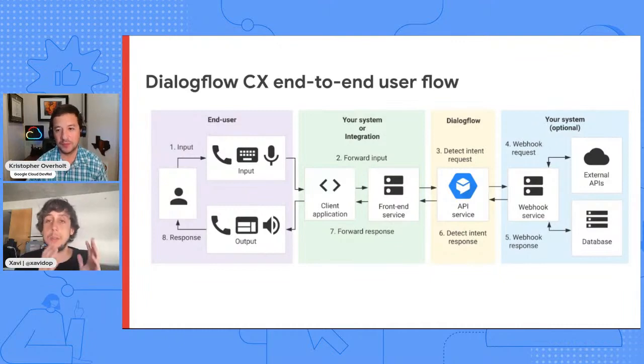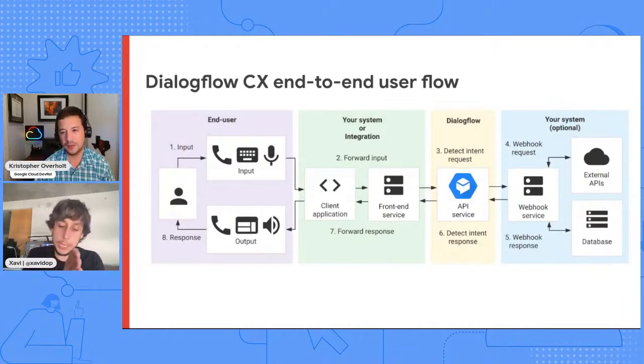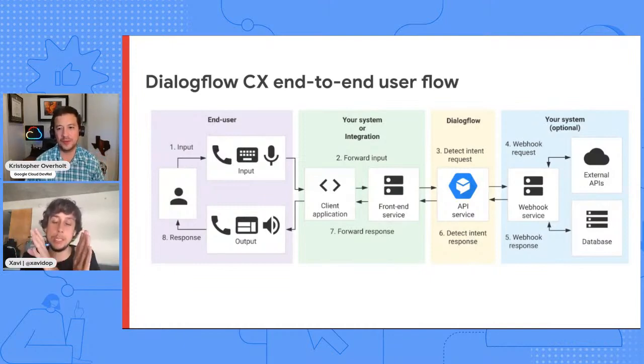It's basically just, I call it a man in the middle. What you will need to develop is, you have your client application and Dialogflow CX, and this service in the middle is basically a translator. It transforms your client application request into a Dialogflow CX request. Then Dialogflow CX responds with the next state in the conversation, and this man in the middle transforms the CX response into a client application response.